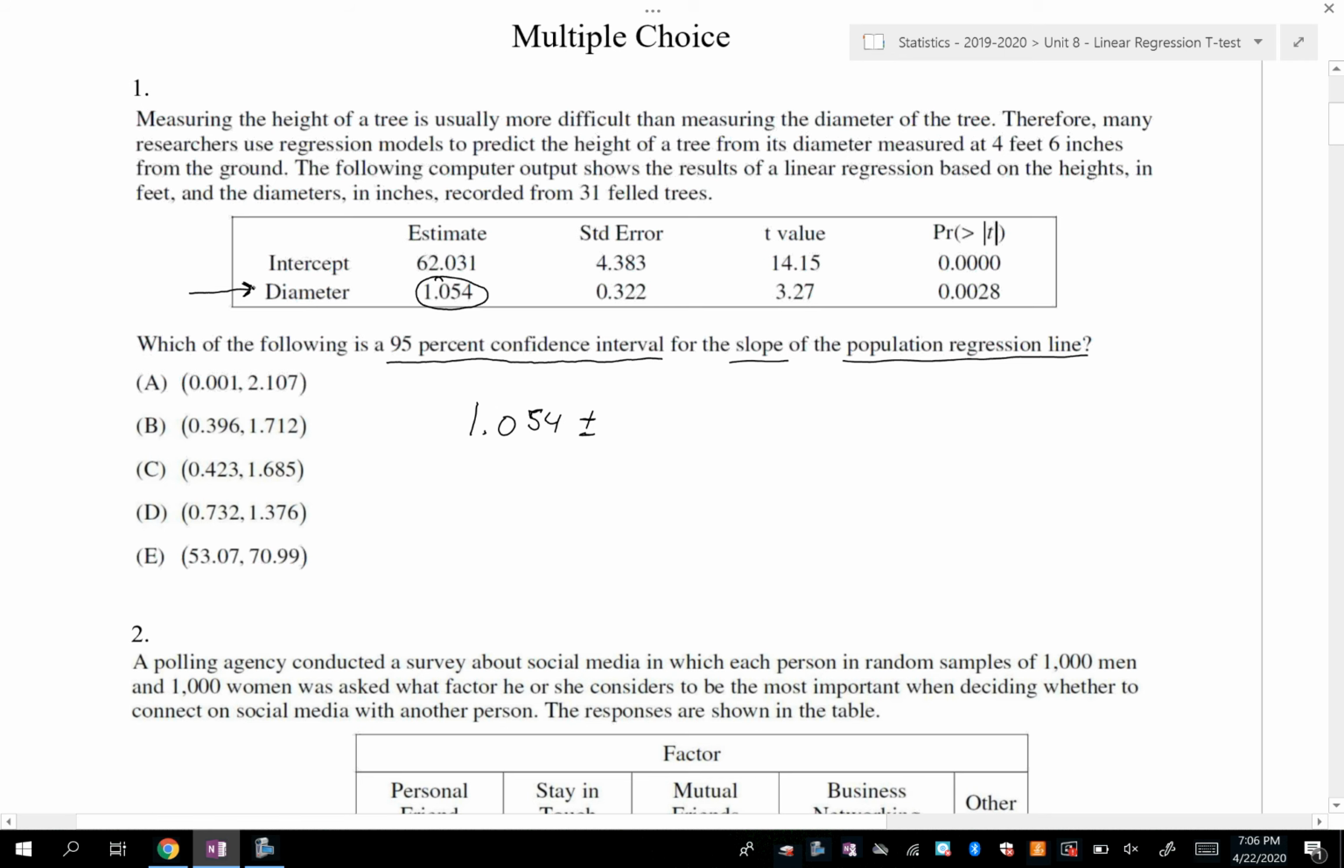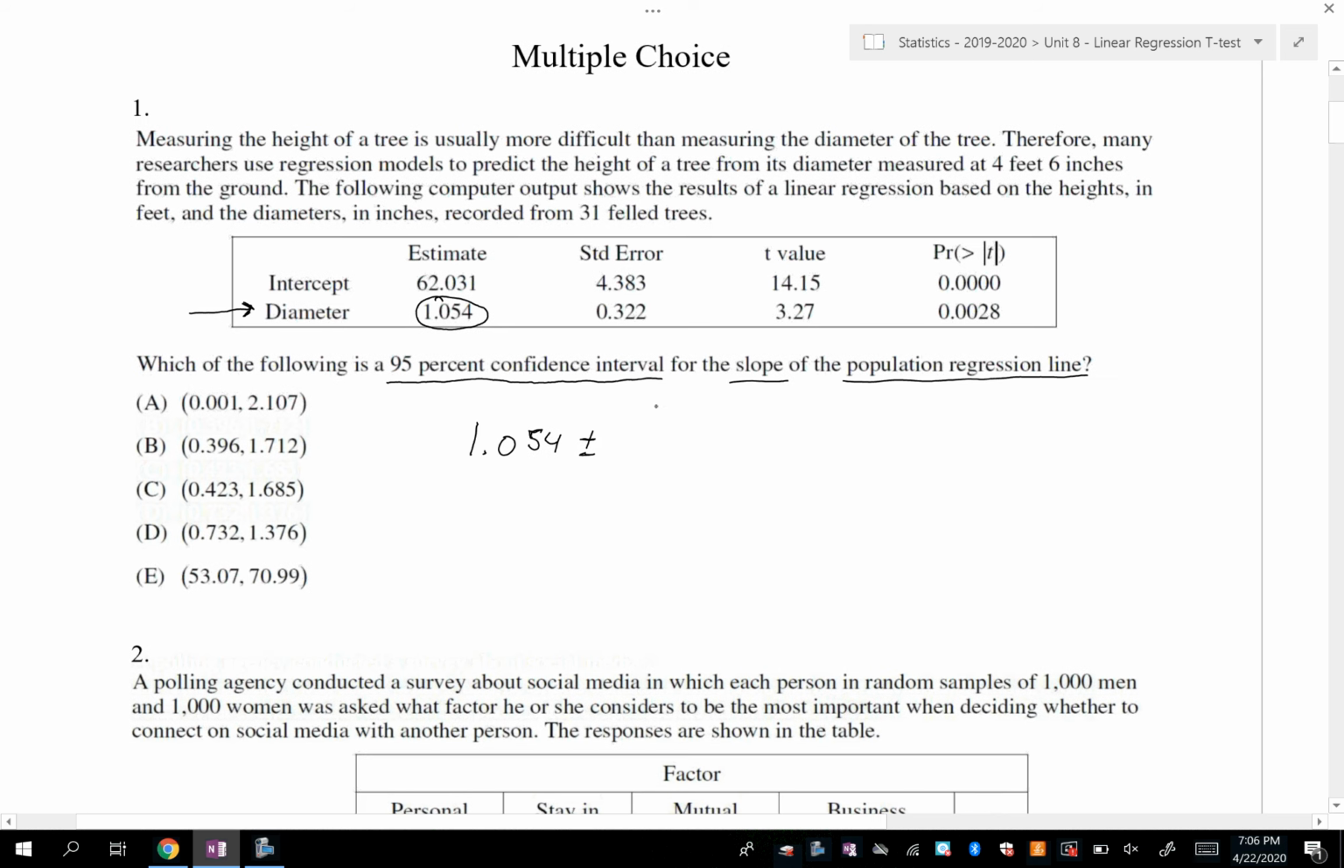Okay? Now, for a confidence interval, we have our statistic, the 1.054, plus or minus the margin of error. And the margin of error is your critical value, so t star, times the standard error of your statistic, in this case, b bar, which is the slope. Now they've already given us the standard error. It's right next to our slope, so it's going to be plus or minus, I don't know t star yet, times 0.322.